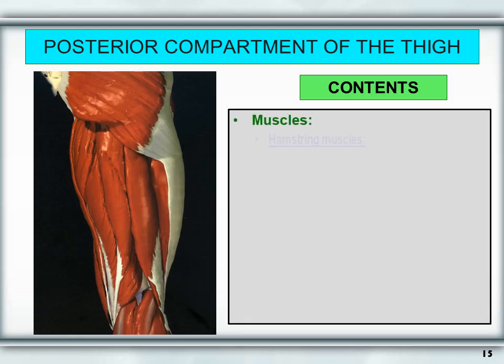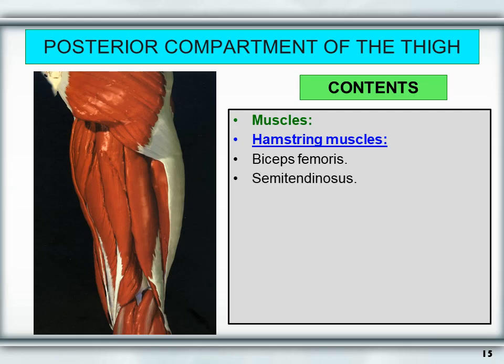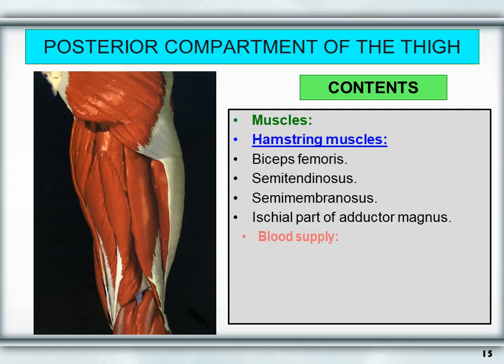The posterior compartment of the thigh contains the hamstring muscles. The hamstring muscle is a group of muscles: the biceps femoris, semitendinosus, semimembranosus, and the ischial part of adductor magnus. These four muscles combine to form the hamstring muscle.